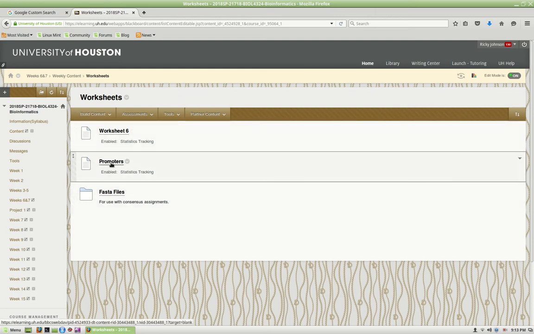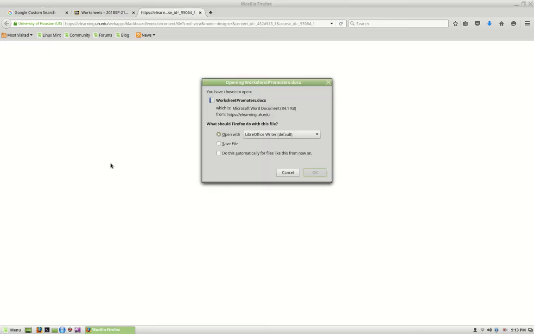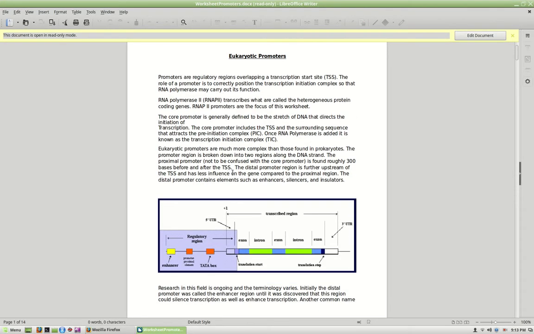The second worksheet deals with promoters. So when you open this one, it explains what a promoter is. It is a region here before the gene, around your beginning part. Your transcription start site is in here. We have typically thought of them as TATA boxes in bacteria.